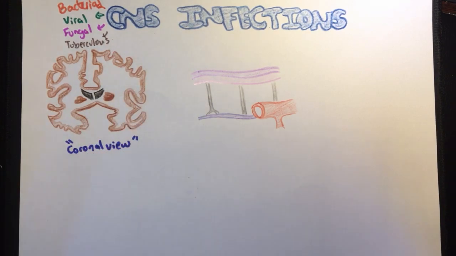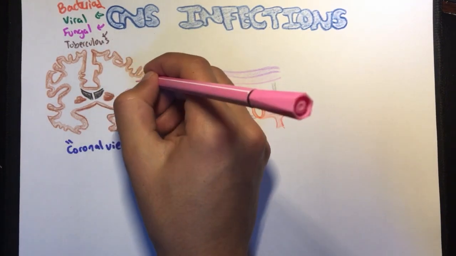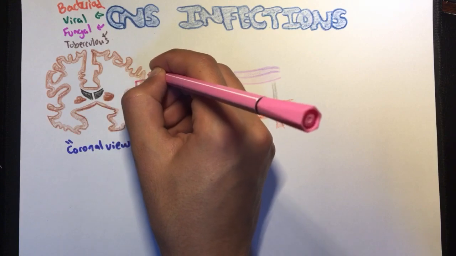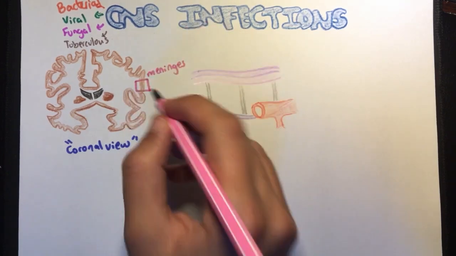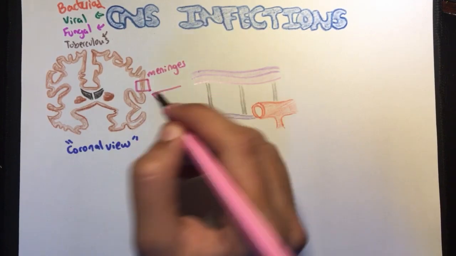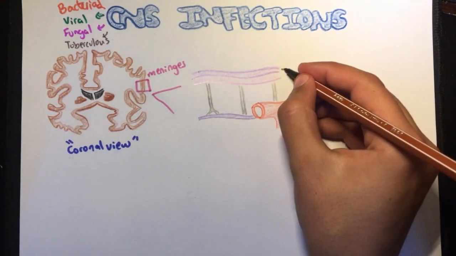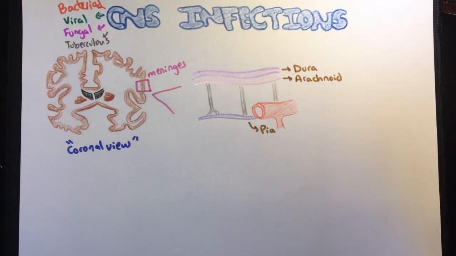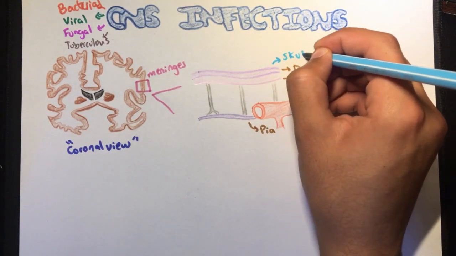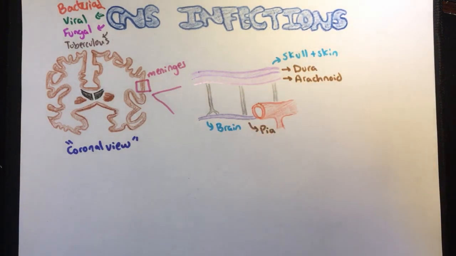This is a coronal view of the brain. If you take a part of the wall, also called meninges, which is the outer protective covering of the brain, you can identify three layers. External to internal, they are the dura mater, arachnoid mater, and pia mater. The dura mater is attached to the skull and skin, while the pia mater is attached to the brain.